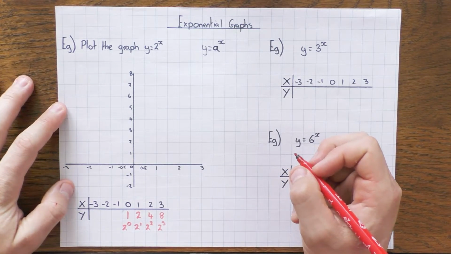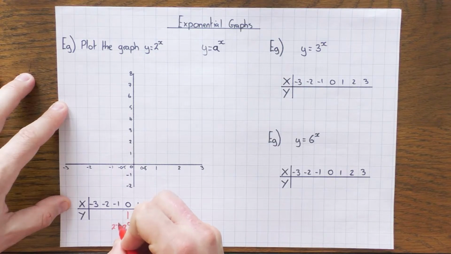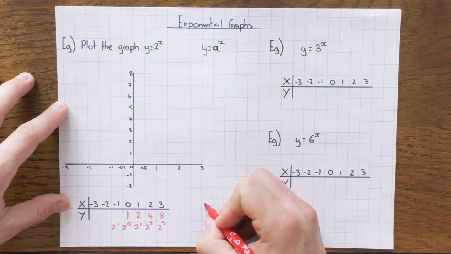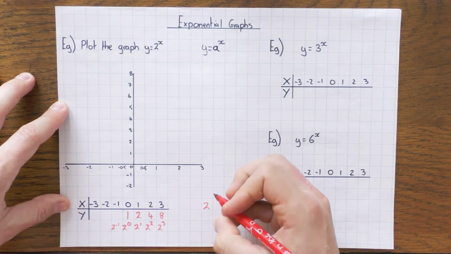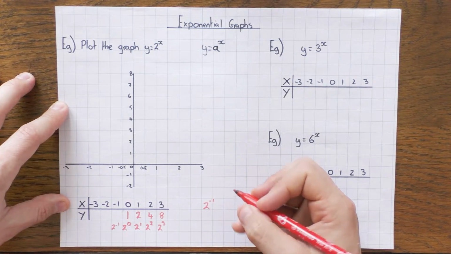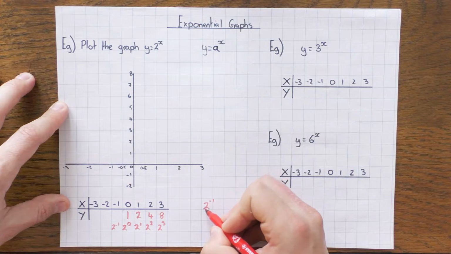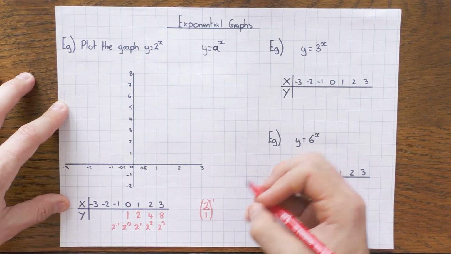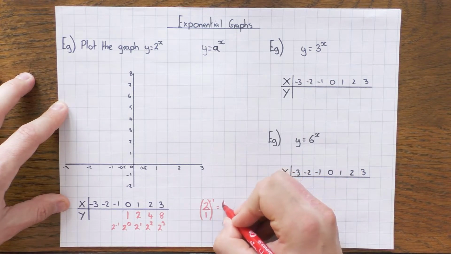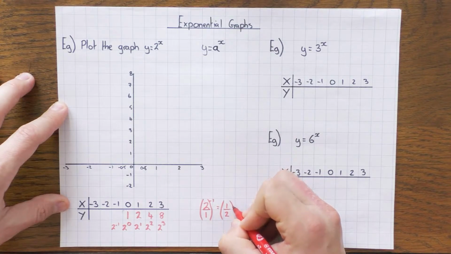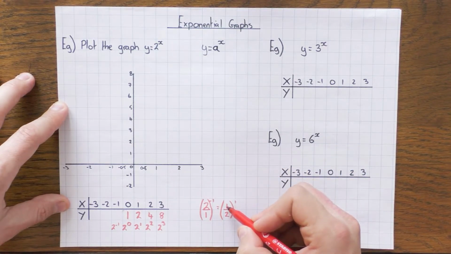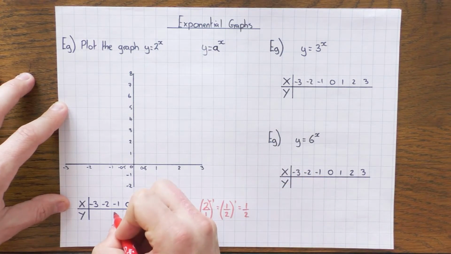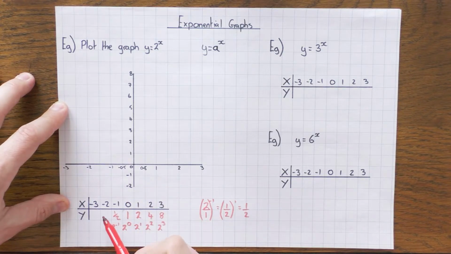Okay, and then we have 2 to the power of -1. I'm just going to come over here to illustrate this. This is again your indices work. Anything to the power of a negative means you flip it. So what's 2 as a fraction? Well, that's 2 over 1. Because it's a minus, you flip it, so it becomes 1 over 2 to the power of 1. Because it's to the power of 1, we just do 1 to the power of 1 and 2 to the power of 1, which leaves us with a half.